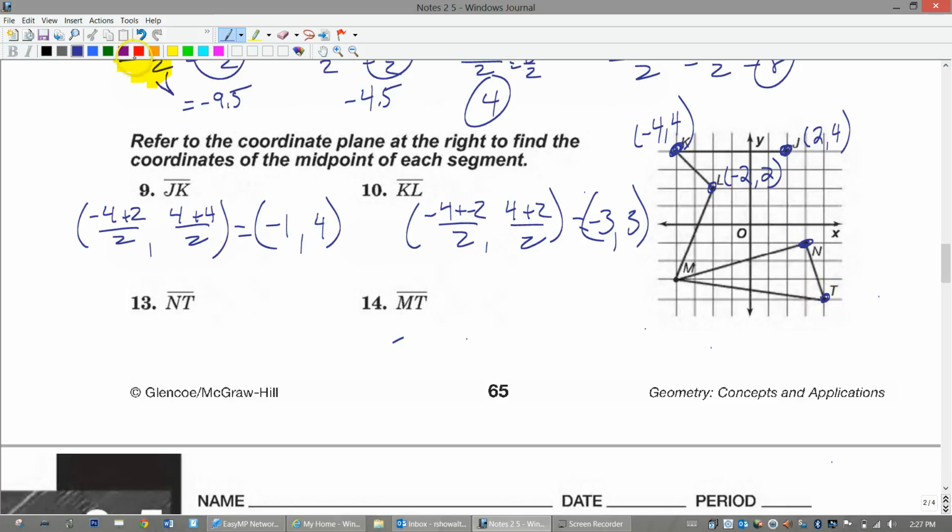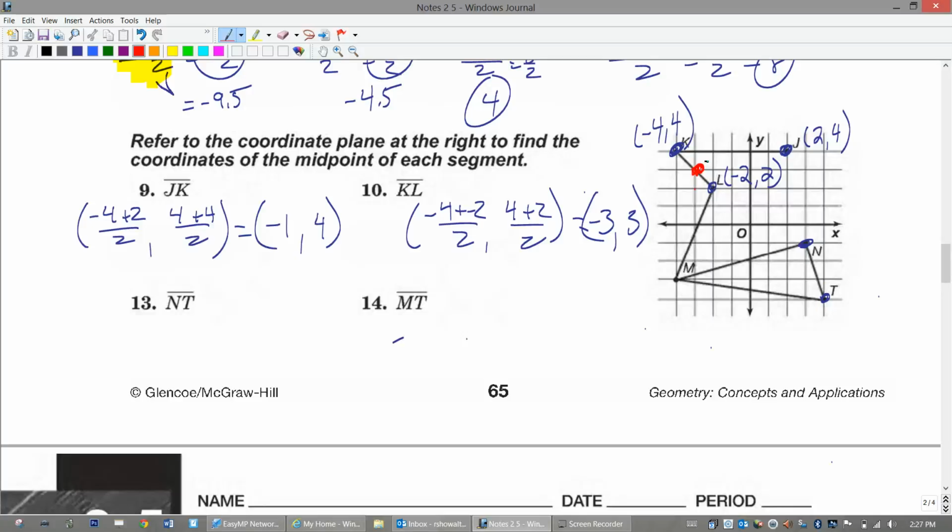By the way, a way to check this stuff, like if we're looking at KL and we want to know to check, we said negative 3, 3. You could graph that midpoint, the coordinate that you think is the midpoint, look at it visually and see if that looks like it's in the middle. If it doesn't look like it's in the middle, chances are you made a mistake somewhere, and maybe you want to go back and reassess what you did.